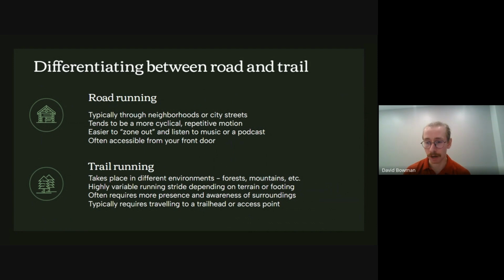Comparing this to trail running, it will typically take place in a lot of different environments. So these will be things like maybe forests or mountain paths. And what this means is that we'll often see a very variable running stride compared to road running that depends on the terrain or footing that we're dealing with. So as a result of this, this is going to typically require more presence and awareness of our surroundings. So not only the terrain that we're moving over, but maybe other trail users and even things like wildlife that might be around us. And then unless you are someone who is very fortunate to have trails right outside their back door, typically trail running is going to be something that requires traveling to a trailhead or an access point.